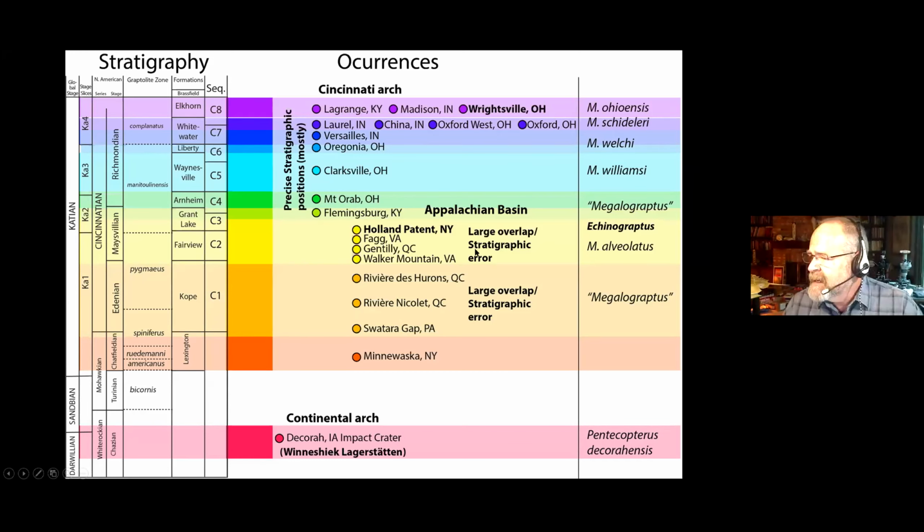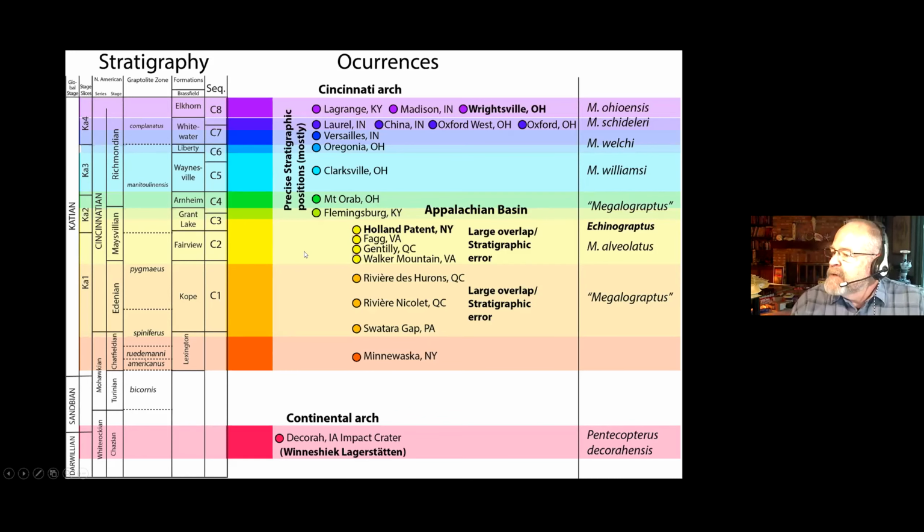So here are the occurrences. I've divided this into the continental arch, which is the earliest one, a really bizarre occurrence in the Winneshiek Lagerstätte in a crater, basically, during the Darriwilian. Then they show up in the Appalachian Basin, these colors here, and note that this order is not specific, I just had to fit them on the diagram. We are about 80% sure they all occur within this yellow slice, and that brings us up into the upper Katian slice 1.